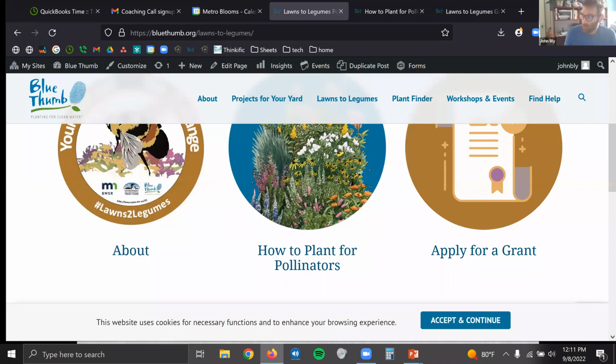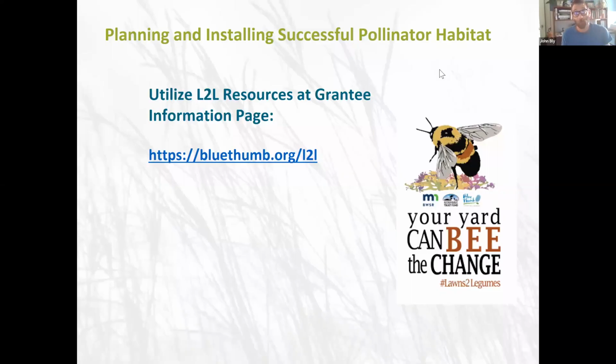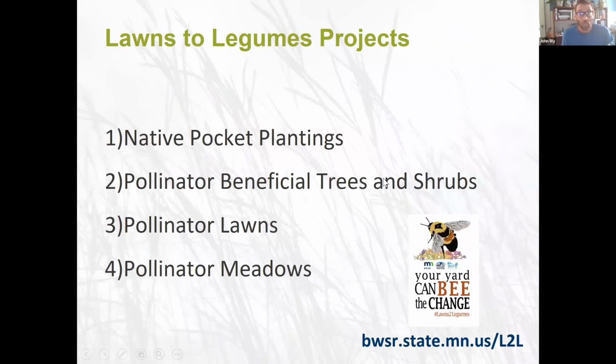So that's bluethumb.org/L2L to get to the main Lawns to Lagoons page, and from there you can branch out and check out all the resources. We link to Bowser's website, which also has bountiful resources. So check those out, and then begin planning the kind of project that you want to see in your yard. We'll reimburse you for 4 different kinds of projects. You can choose one or any combination of these 4.